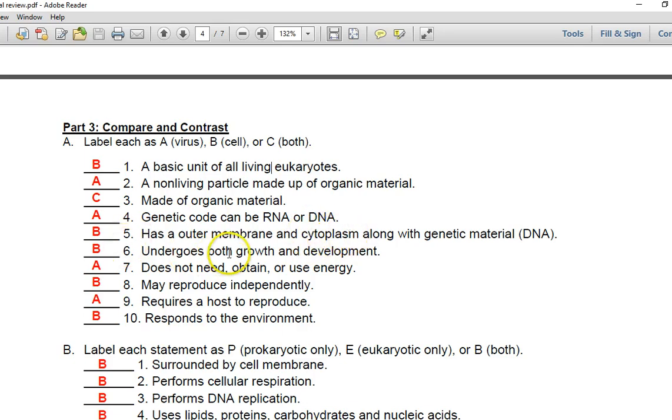Number 6, undergoes growth and development. Only cells can do that. Only life can do that. Number 7, does not need, obtain, or use energy, would be viruses. Number 8, reproducing independently is something that only living things can do. And number 9, if they require a host to reproduce, it's going to be viruses. Number 10, it's able to respond to the environment, would be only B, cells.